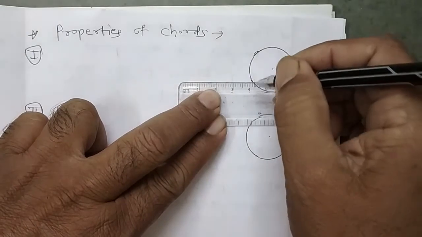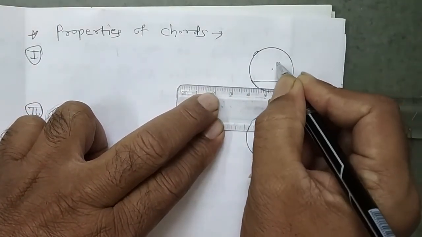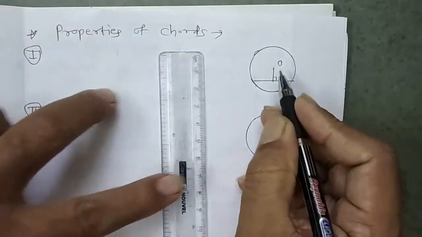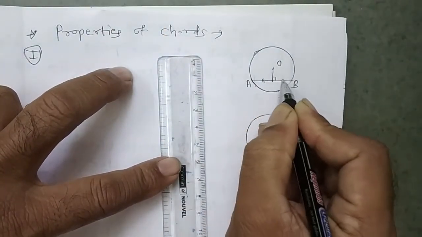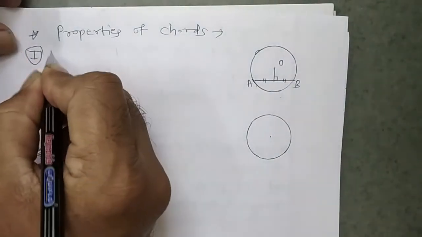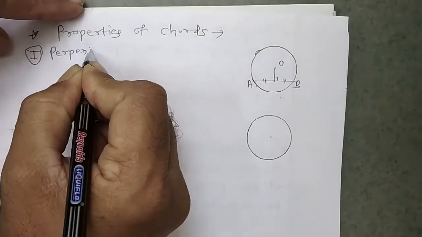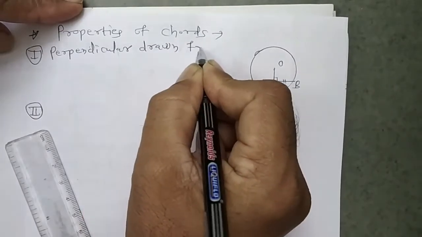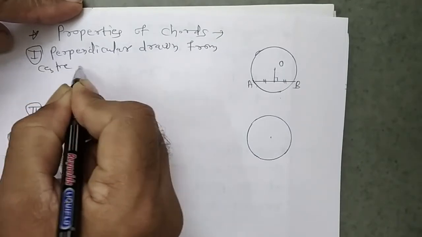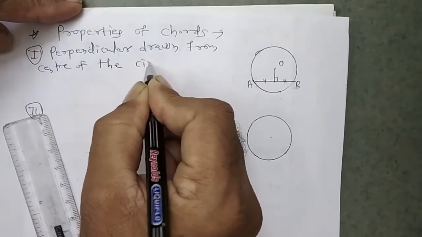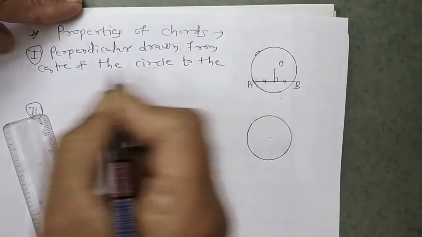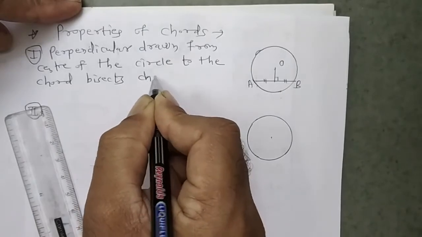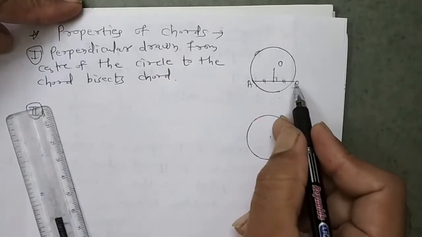Now next, properties of chords. Suppose this is a chord, and the center of the circle is O. A perpendicular drawn from the center of the circle to the chord bisects the chord. This is the first property.